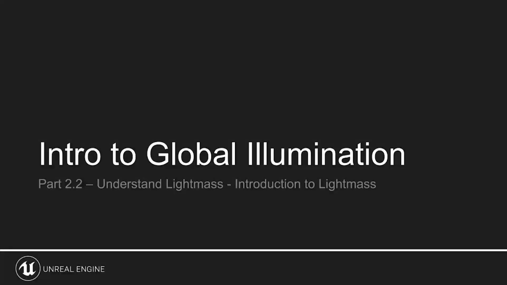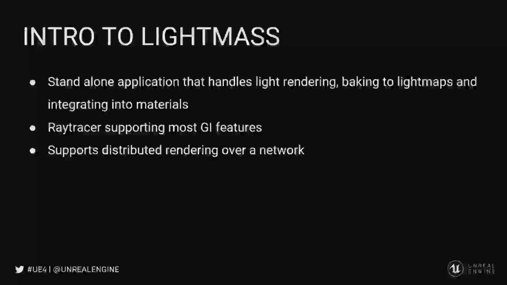Okay, so now we are ready to bake the light maps. In Unreal Engine 4, the tool that takes care of baking light maps, calculating the global illumination, and integrating the results into our materials is called Lightmass. Lightmass is basically a standalone application that supports ray tracing for having most of the global illumination features we see in other ray tracers like V-Ray or Mental Ray. It also supports distributed rendering over a network or multiple processors to accelerate the baking time.